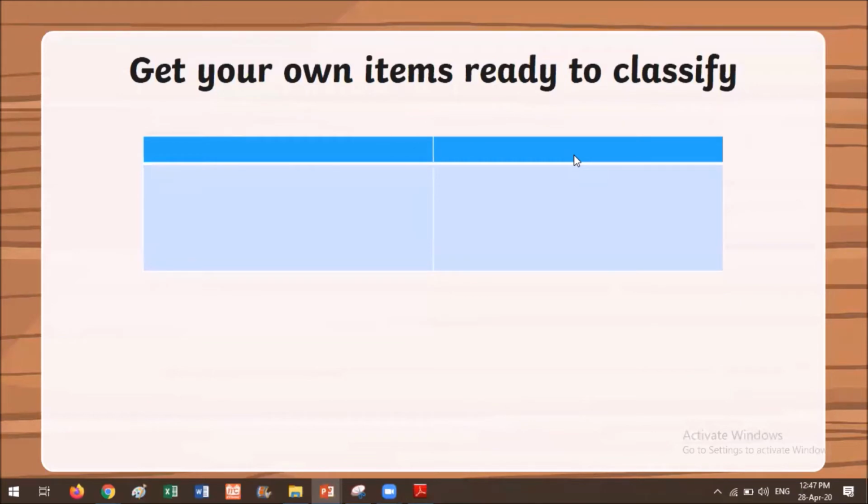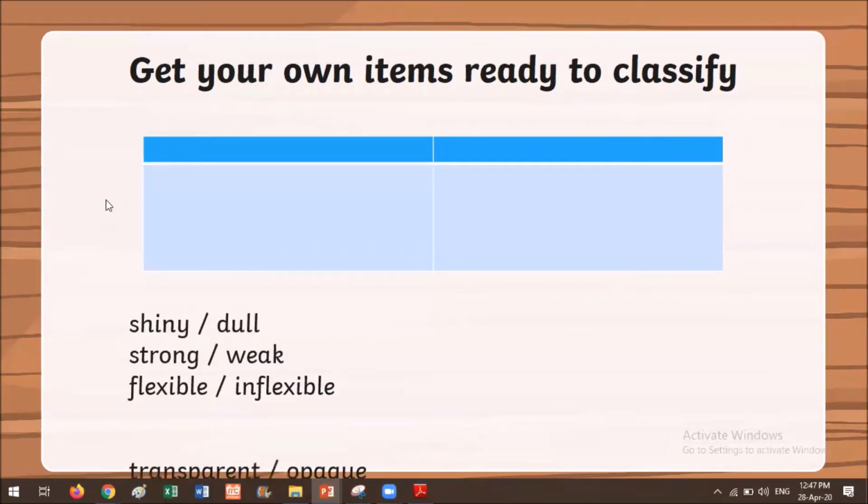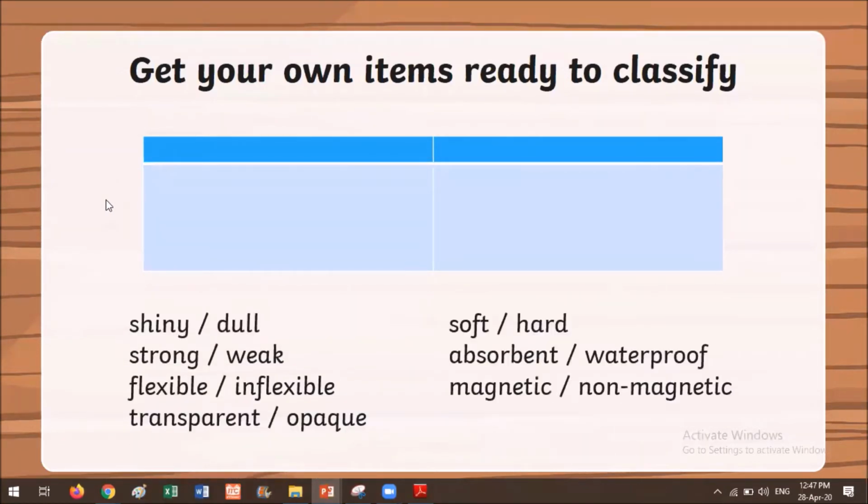Now, do we all have our own things ready to classify? We're going to classify them using these different ones. We need to choose one set. So what we have is we're going to be starting to group our objects. Now, I have a plastic water bottle. I have some plastic tape as well. I have a playing card, which is made from paper.